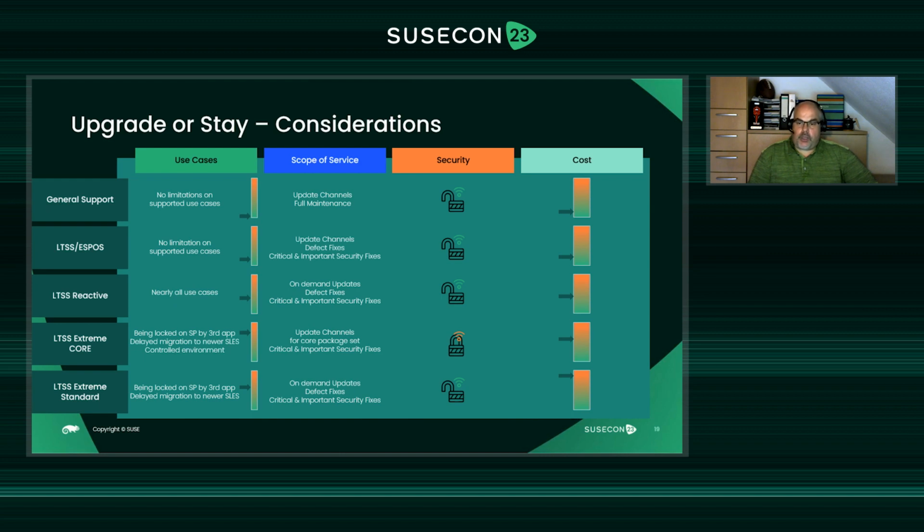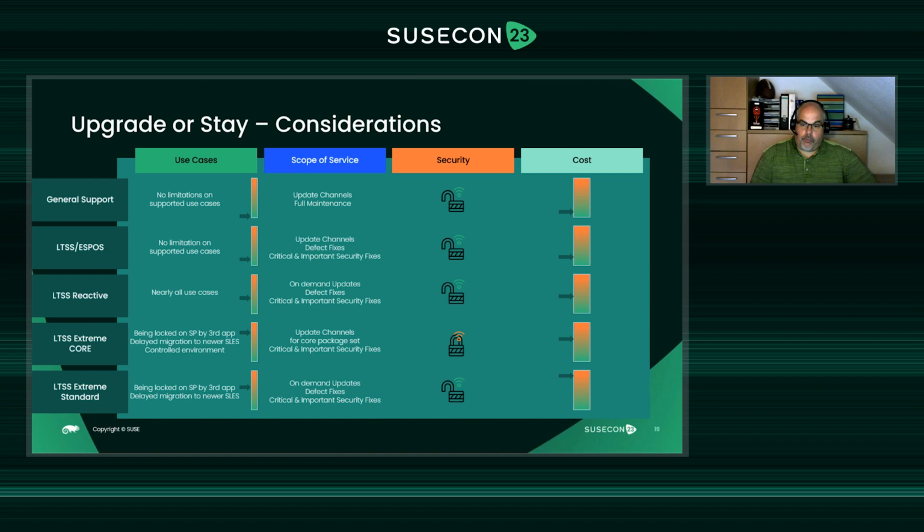It's important to evaluate the long-term costs, including hardware, migration itself, support costs, and certification expenses when you make a decision. In summary, consider choosing LTSS Extreme Standard for sensitive environments that require a higher level of security control. For a cost-effective solution focusing on the core components of your system, opt for LTSS Extreme if you require a very long life cycle.